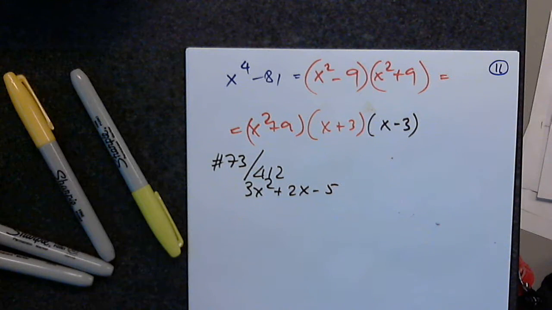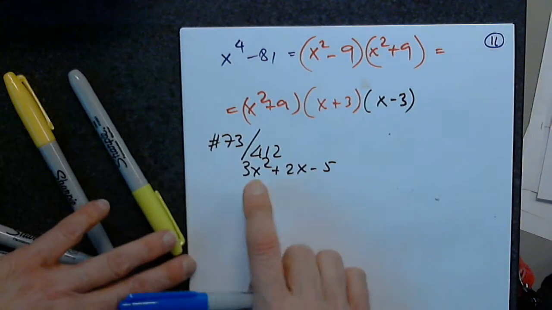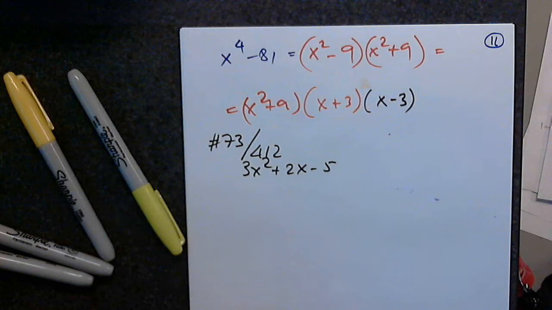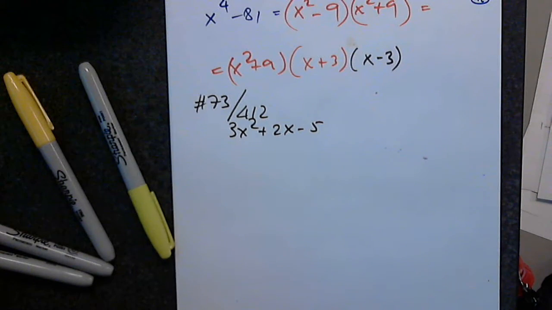It's in descending order. Greatest common factor? No, no greatest common factor. Negative leading coefficient? No. Special product? No, because this is -5 and it's not a perfect square, and 3 is not a perfect square. 1 as a leading coefficient? No. So I'm down to the very last possibility. If I say no to the last one, it's not factorable.